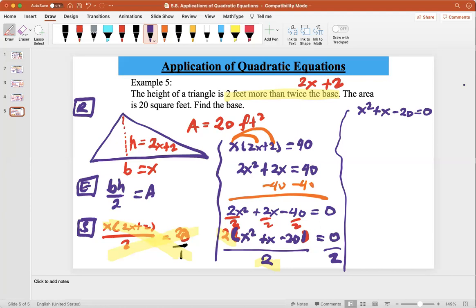Now for x squared plus x minus 20, what are the factors of negative 20 whose sum is positive 1? That would be positive 5 and negative 4. So we can write the factors: positive 5, negative 4. And then we factor x squared. Factors are x, x. So that will be x plus 5, x minus 4.